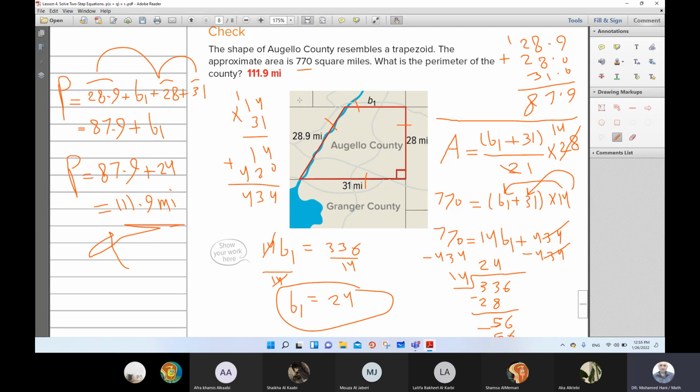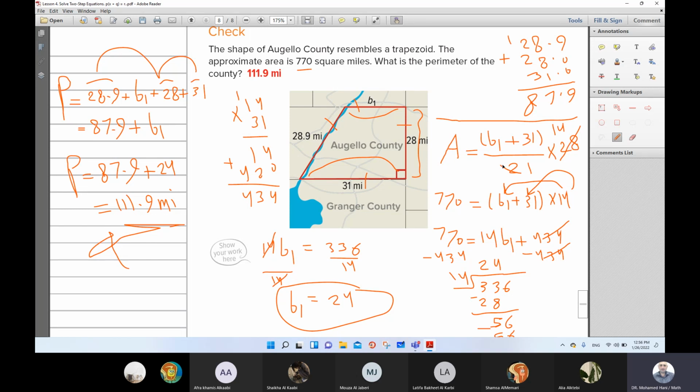B1 missing value, we don't know the value of B1, but we can solve it. From where? From the area of the shape. We know the area is 770, and the type of this shape will be trapezoid. And as you remember, the area of the trapezoid, you add the small base plus the big base, divide by 2, multiply by the height. So B1 missing value plus the big base will be 31 over 2 multiply by the height will be 28.